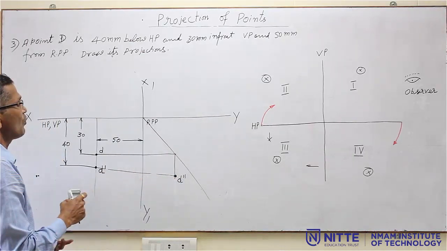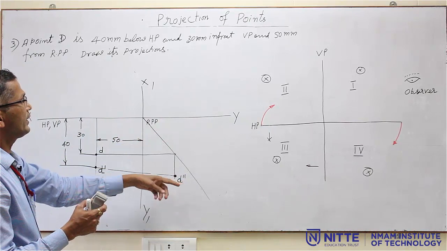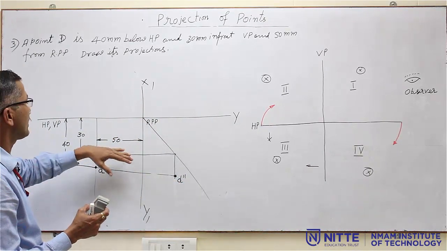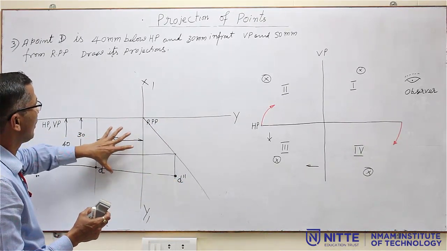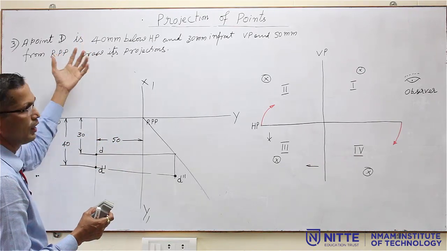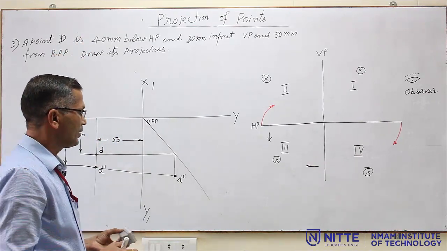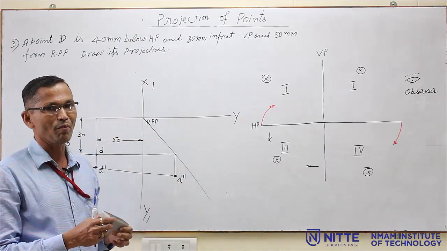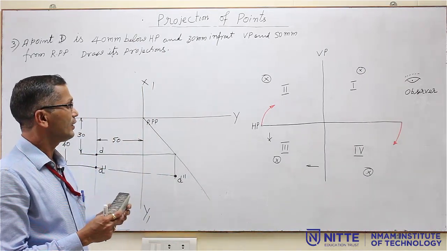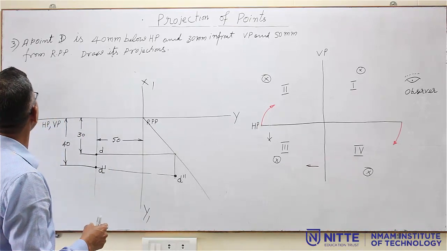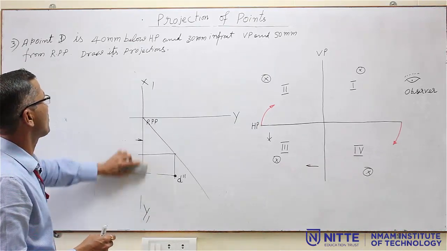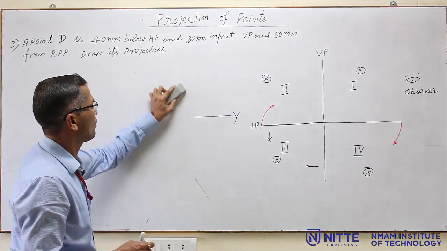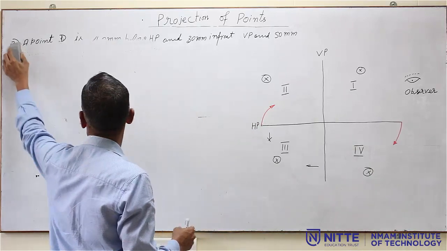Now, since this is the fourth quadrant, everything is below the xy line. Similarly, if it is in the second quadrant, all these drawings will go above. So, this is about the 4 quadrants. We have solved one problem from each quadrant. Now, we will go to the questions from the question bank. We will solve 1 or 2 problems from the question bank.